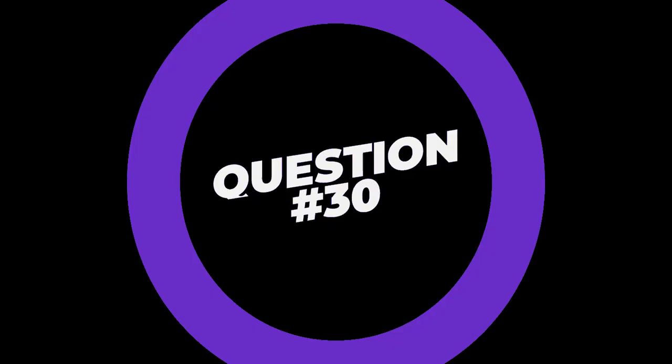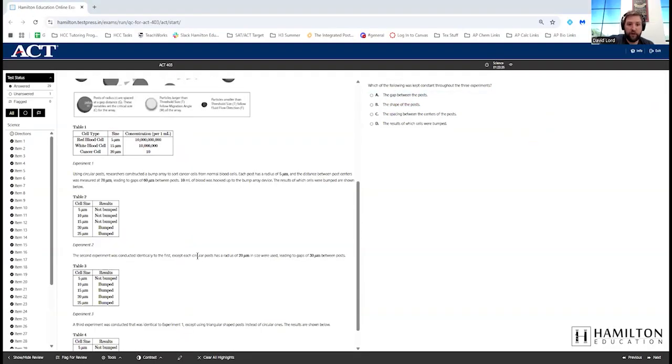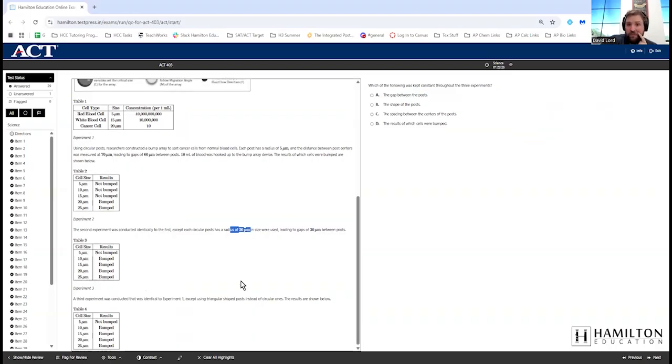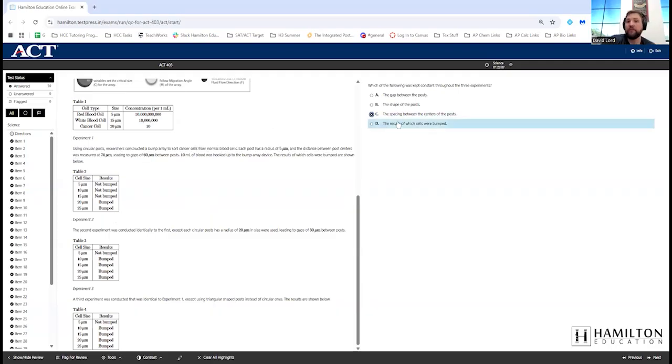Which of the following was kept constant throughout the 3 experiments? So one thing I can see pretty quickly is that this one, the radius was used, so it's not radius. The next one was they did a different shape, so it's not shape. The gap between the posts. This had gaps of 30 versus gaps of 60, so it's not gap. Spacing between the center posts or the results of cells are bumped. Well, the results were changing, so it's not that either. So the spacing between the center of the post must have been constant.